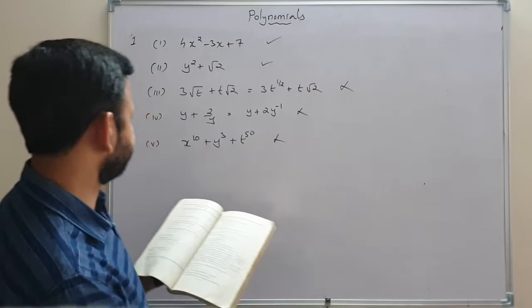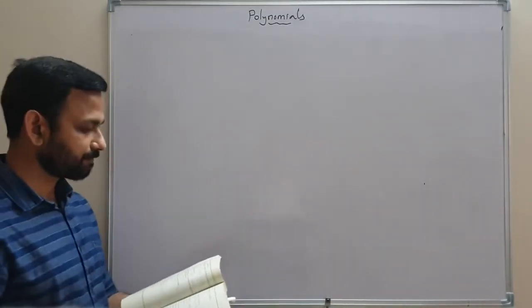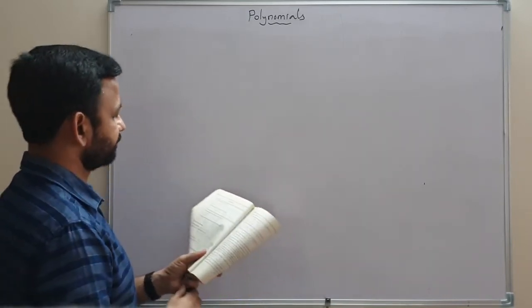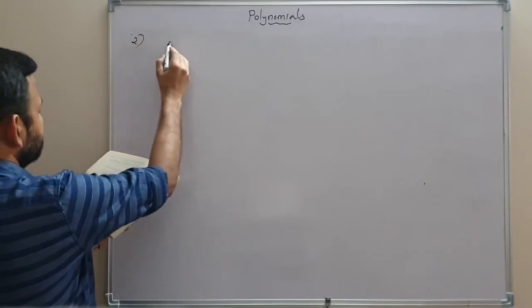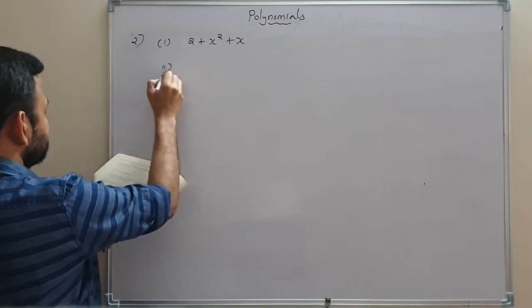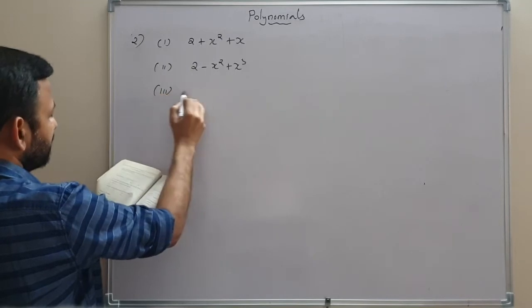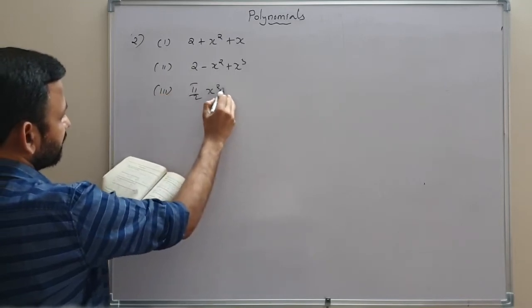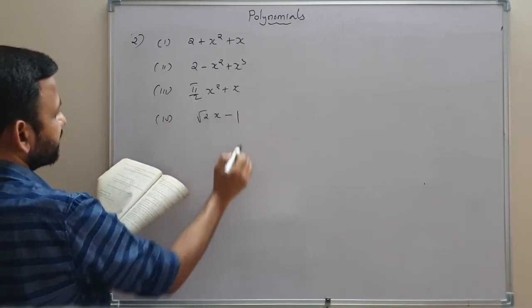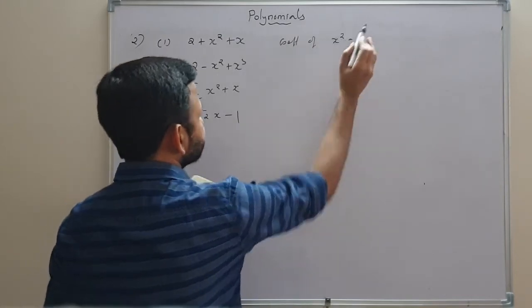Second question. Write the coefficient of x square in each of the following. First part: 2 plus x square plus x. Second: 2 minus x square plus x cube. Pi by 2 x square plus x. Root 2 x minus 1. So we need to find the coefficient of x square.